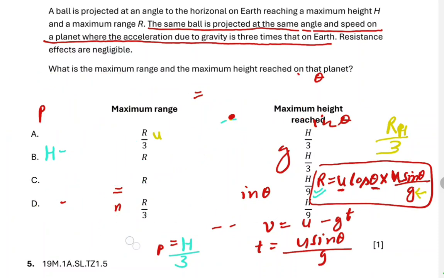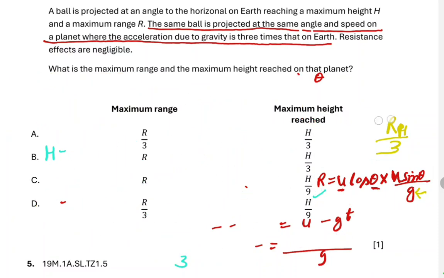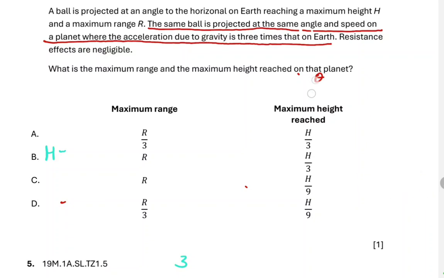So the correct option is that the range gets divided by 3, and even the maximum height gets divided by 3. So the correct option is option A.